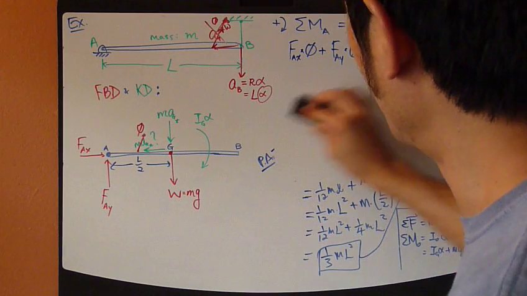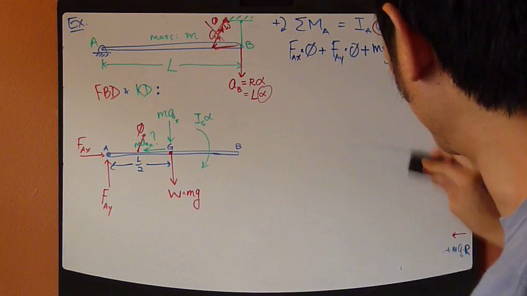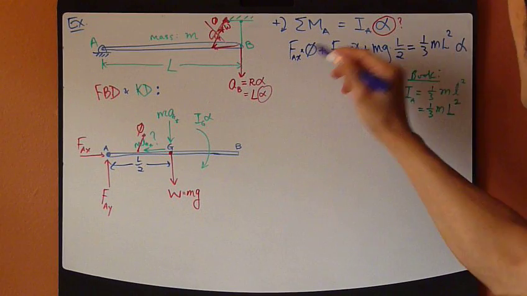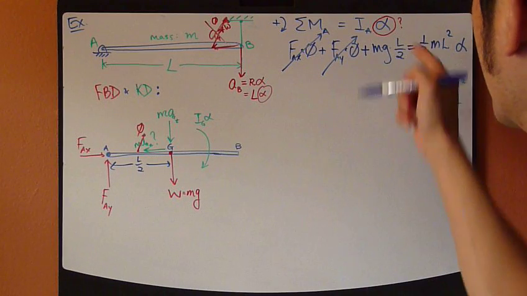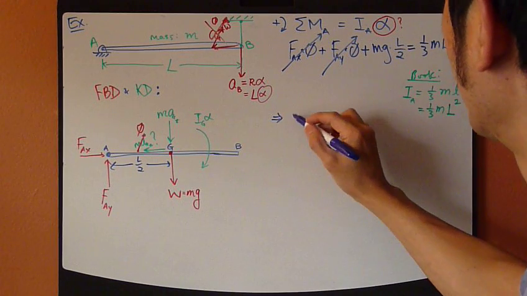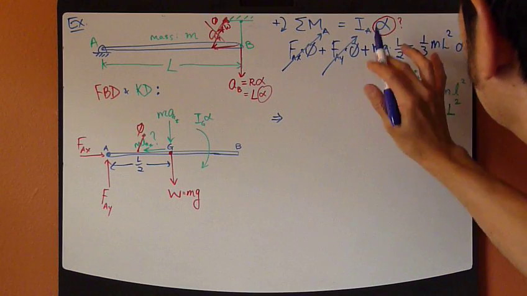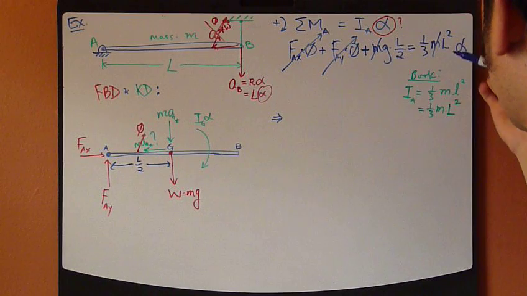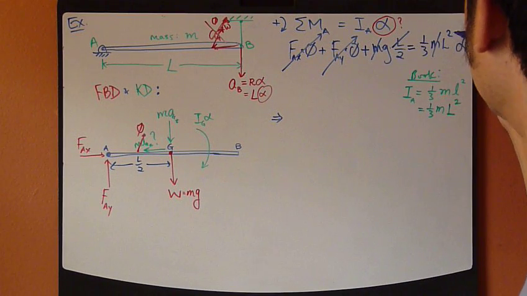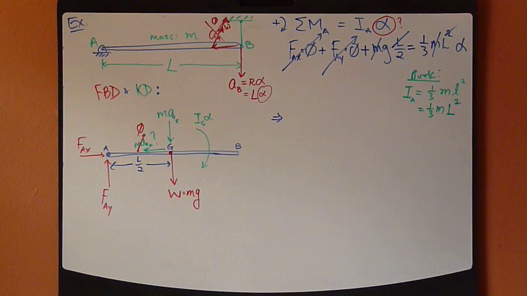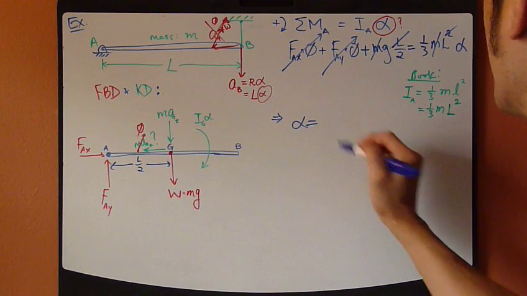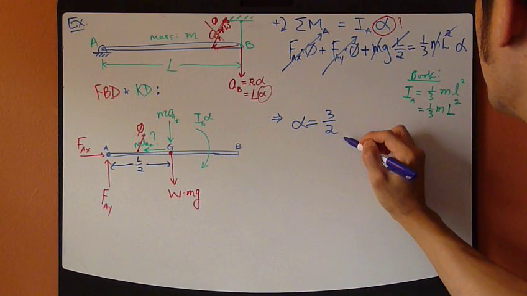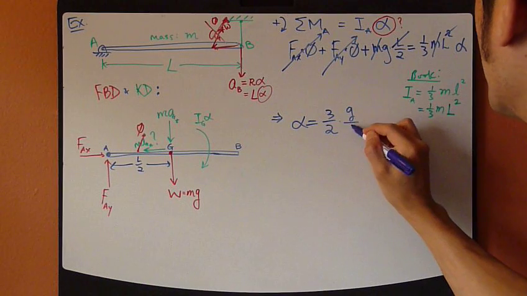Okay, so now we just keep going. This term disappears, this term disappears. So what's left? Okay, and then the mass drops out of the equation too. And then I have L, and then one of them drops out. So alpha equals 3 over 2 times G over L.